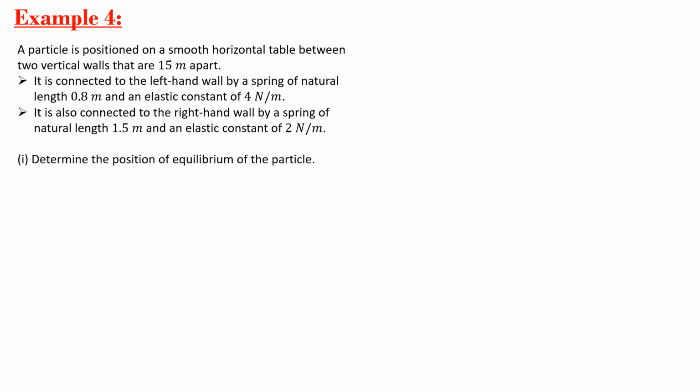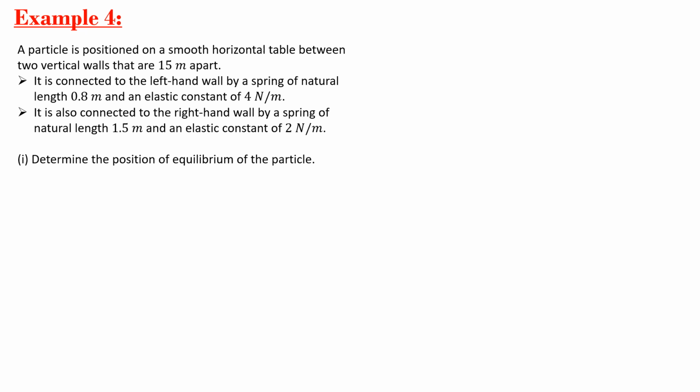So let's take a look at example 4. We're just making it a little bit more challenging. So this is going to follow the same logic of Hooke's law, but we're told that the particle is positioned on a smooth horizontal table between two walls. The walls are 15 meters apart, and on the left-hand side, the particle is connected to a spring of natural length 0.8 meters, elastic constant 4 newtons per meter, and on the right-hand side, it's connected by a spring of natural length 1.5 and elastic constant 2 newtons per meter.